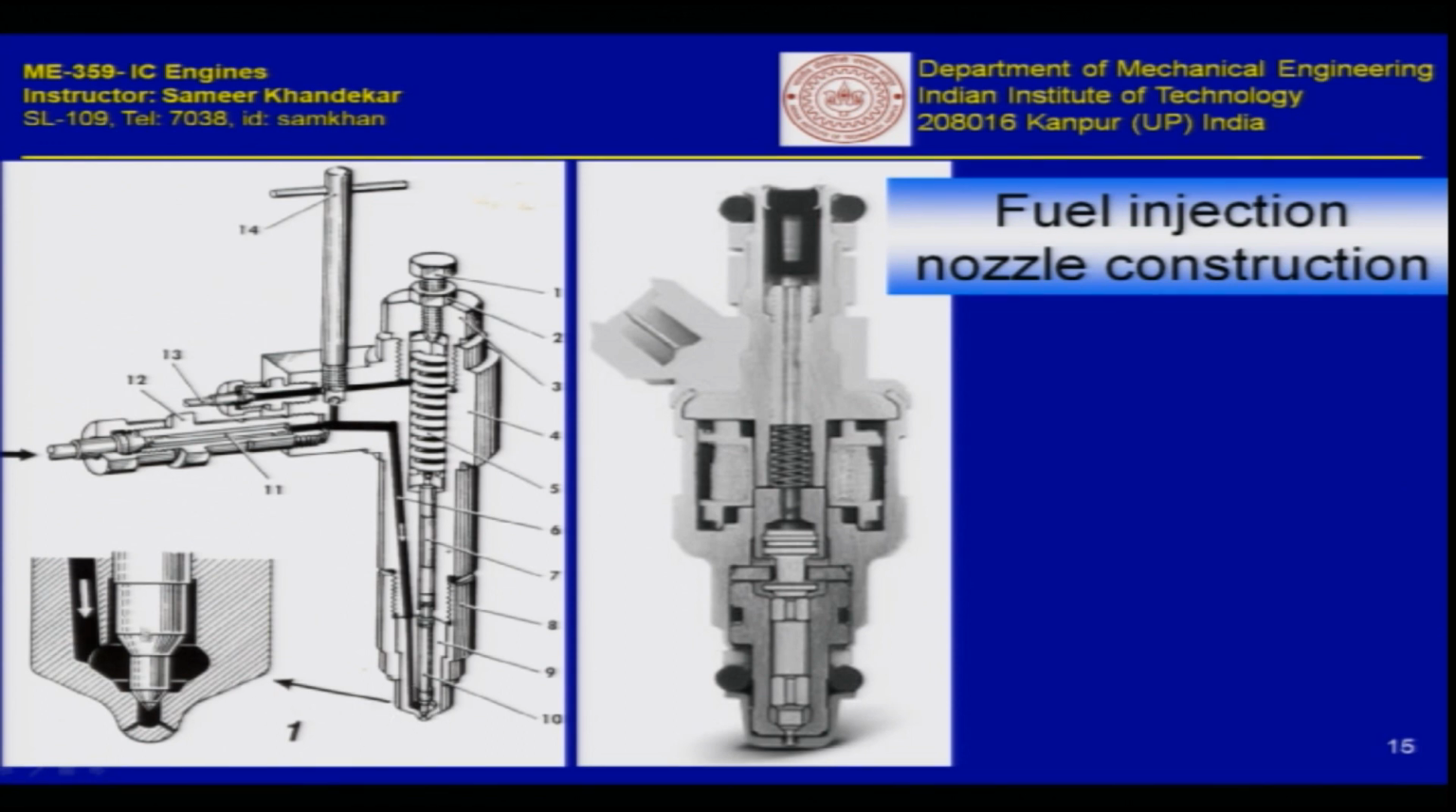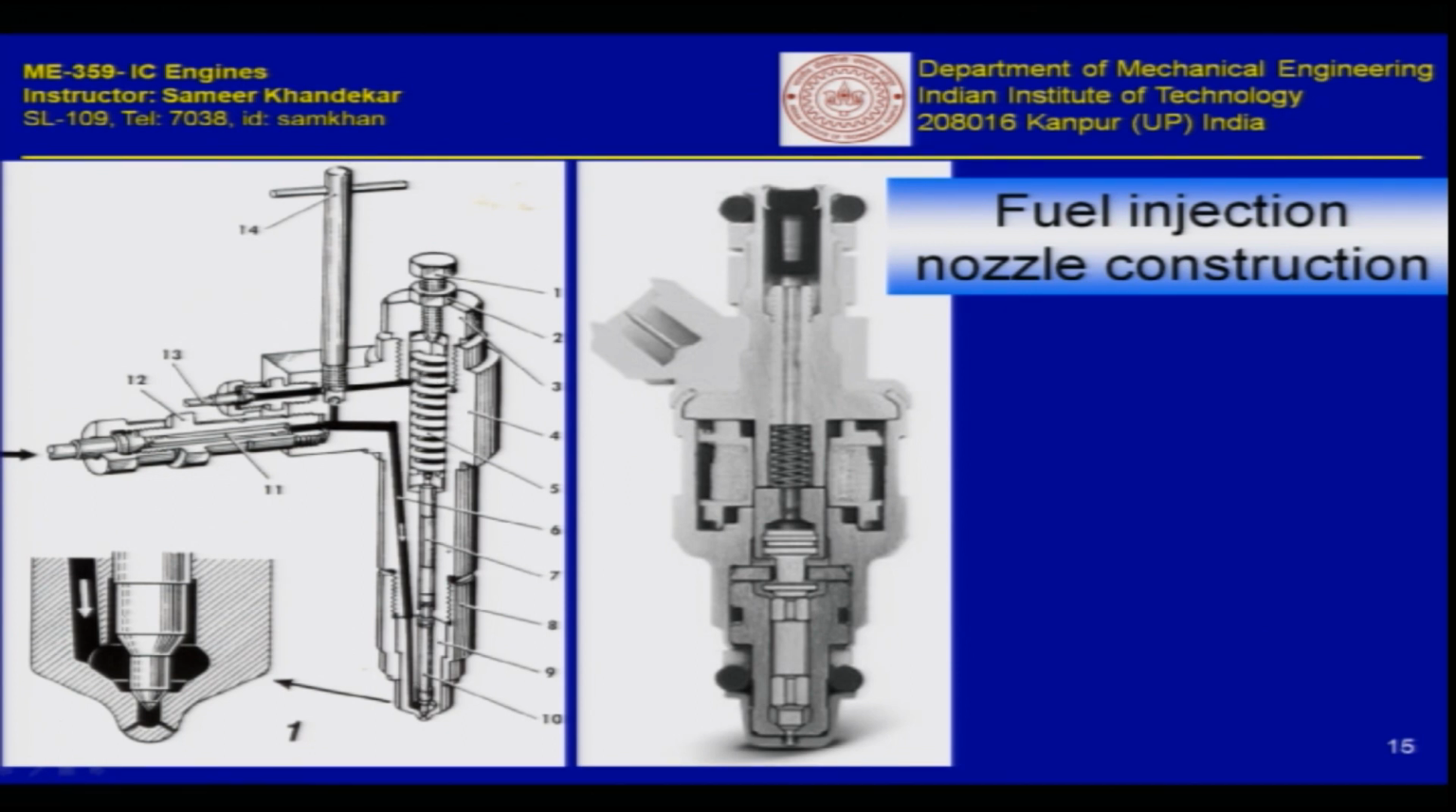Now, this nozzle also has a valve here, a pin valve, so to say. The pressurized fuel will come and fill up this chamber, and when the pressure exceeds a particular value, this nozzle pin will lift up. Okay. And how do you control the lifting pressure?